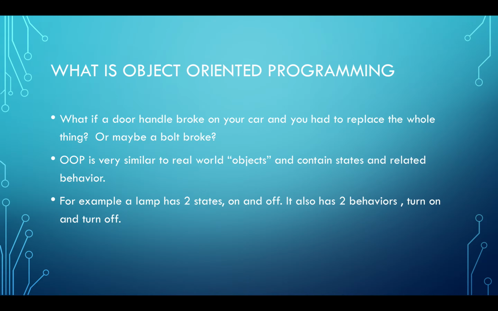So, what is object oriented programming? Object oriented programming is a solution to a problem that the coders of old encountered. You can think of it in real world examples. If you buy a brand new car and then the door handle breaks, you're not going to want to replace the whole thing. Or if a bolt breaks, you don't want to replace the whole thing. And you want the same thing with your code.